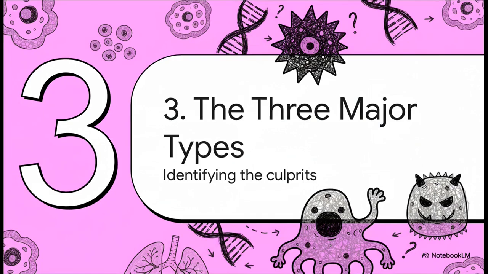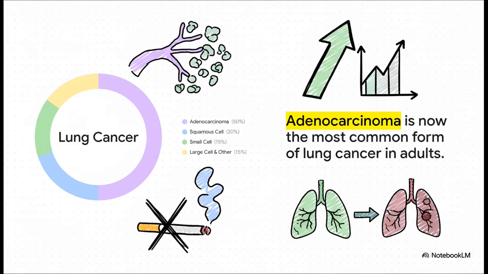Simple, right? Okay, so we've looked at the why, the triggers, and the genetic mistakes. Now, as pathologists, our job is to identify the what. What does this cancer actually look like? Let's meet the main culprits. Have a look at these numbers. For a long time, squamous cell was the king, especially in smokers, but things have changed. Now, adenocarcinoma is the most common type you will see, making up half of all cases. It's even the number one type in non-smokers. This is a really significant shift you need to be aware of.